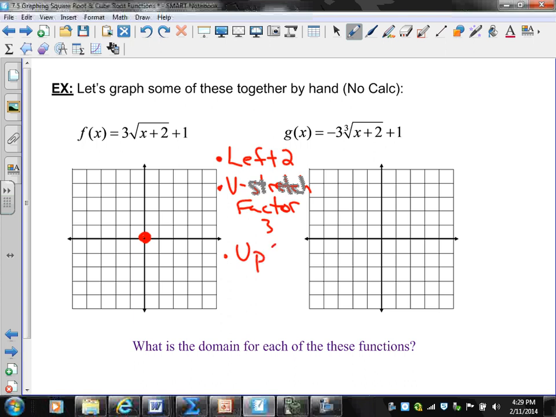Okay, so let's follow this point. Left 2. Vertical stretch factor 3, well, it's not going to go anywhere off the x-axis. It's going to go up 1.